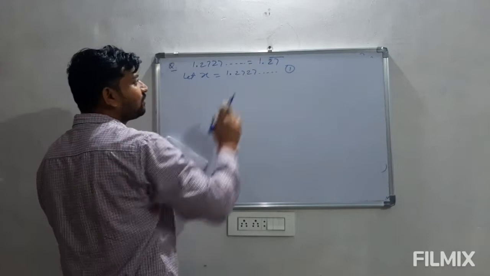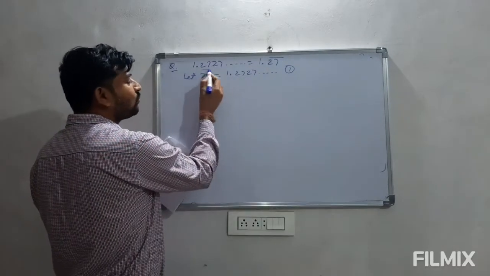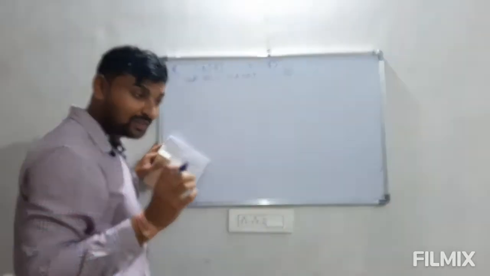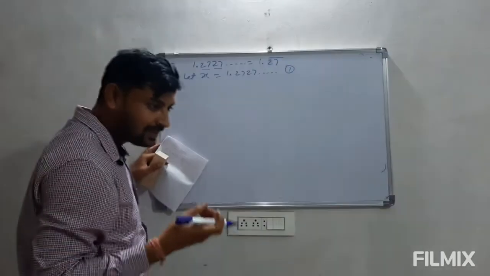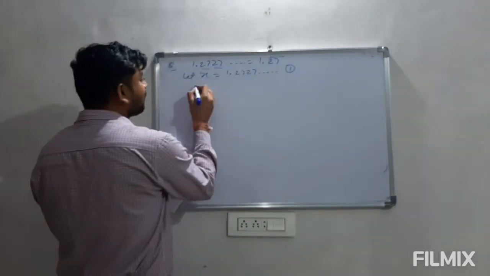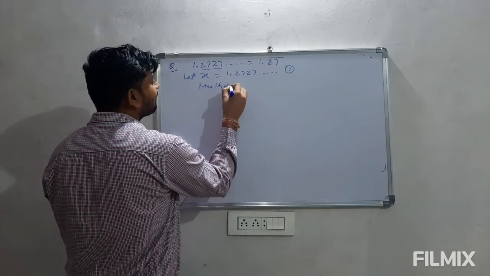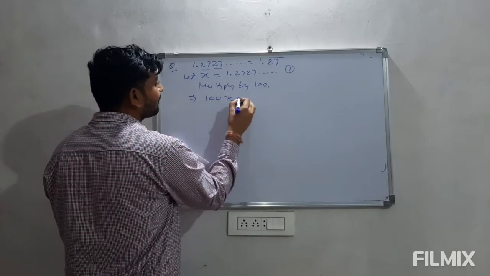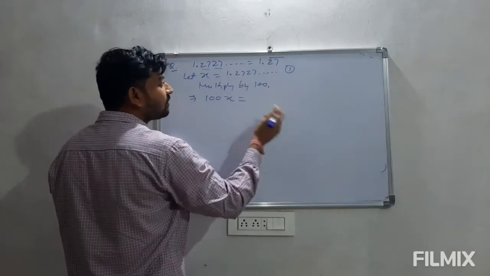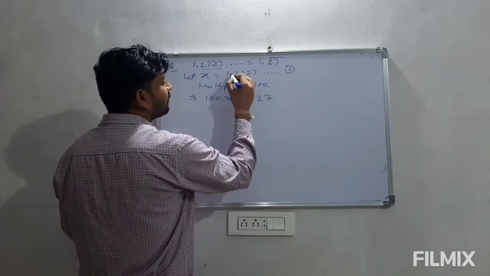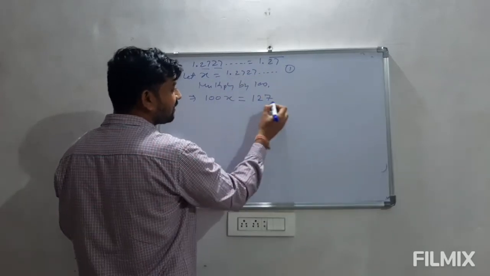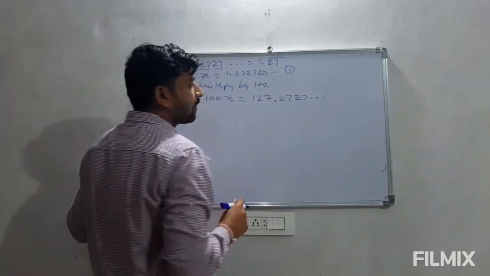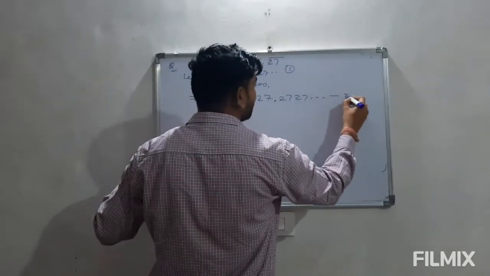As we can see, in this number 2 digits are repeating, that is 2727 and so on. When one digit was repeating, we multiplied by 10. Here 2 digits repeat, so we will multiply by 100, so that we get 100x, and this decimal will be shifted by 2 places to the right, so it will be 127.2727 and so on. So this is what we call equation 2.